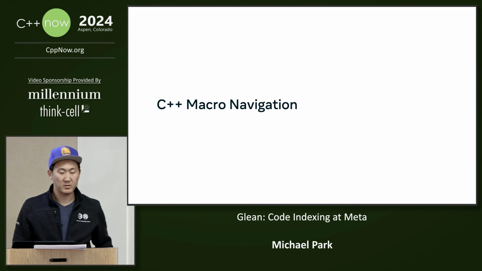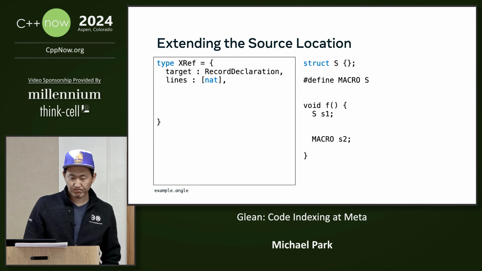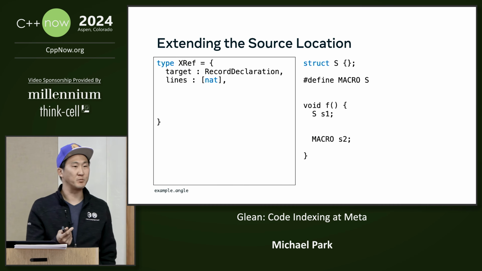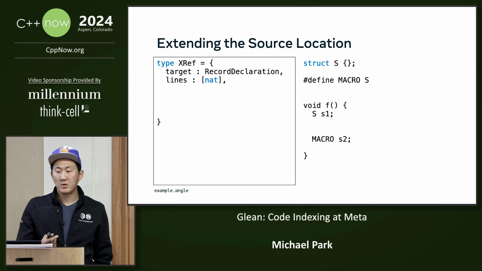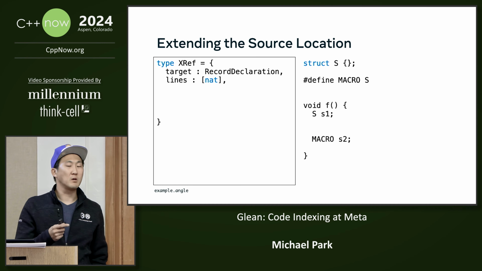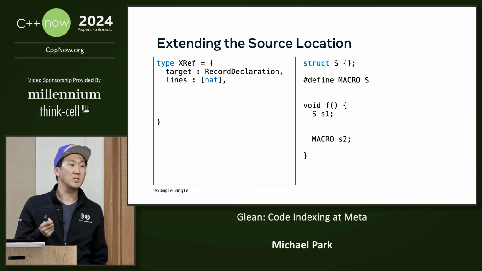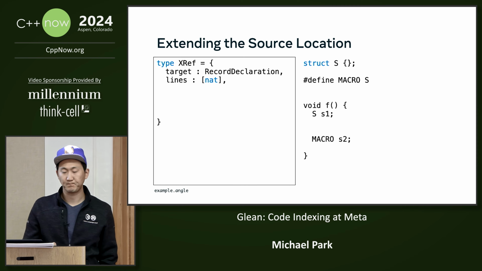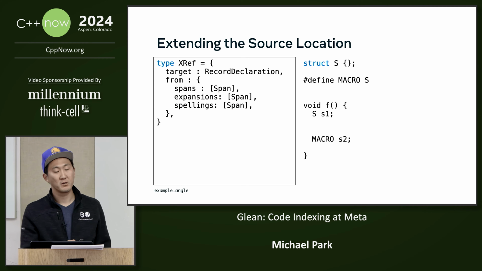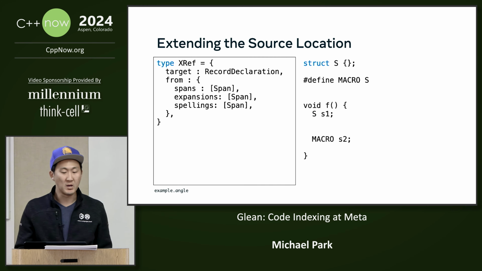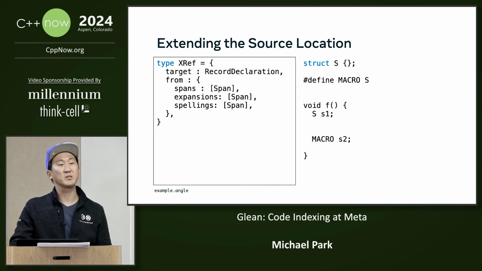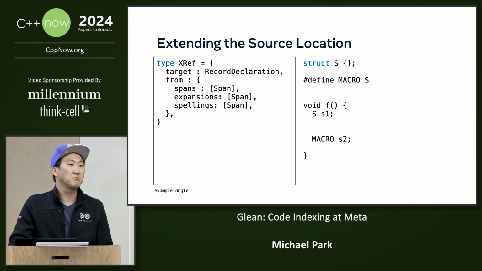Okay, back to C++ macro navigation. We need to extend the source location because we kept it at just line numbers before, right? As we discussed earlier in the macro locations, we need to keep track of the file locations, expansions, as well as spellings. So we can expand the lines into three different fields. We're going to call them spans, expansions, and spellings. And rather than lines, I changed it into a type called span. Just assume that's kind of like a std span. It's an offset plus length, whatever, right?